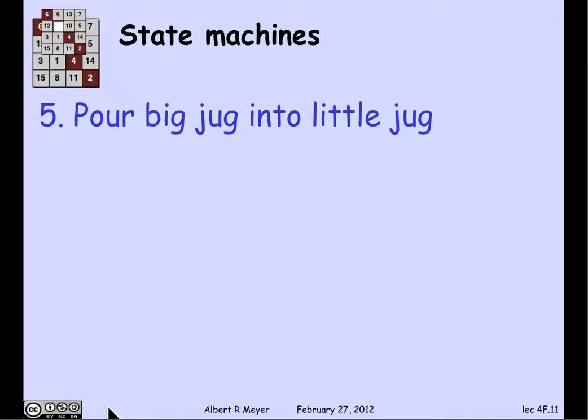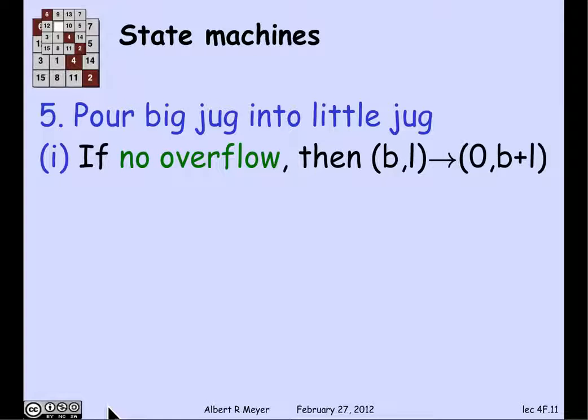A slightly more complicated move is pour the big jug into the little jug. Well, if there's no overflow, what that means is that there's L in the little jug and B in the big jug, and after you've poured the big jug into the little jug, there's B plus L in the little one and nothing in the big one. But let's be careful here about what exactly we're doing in math. We're trying to get away from the metaphor. So what does no overflow mean? It simply means that B plus L will fit. B plus L is less than or equal to 3.